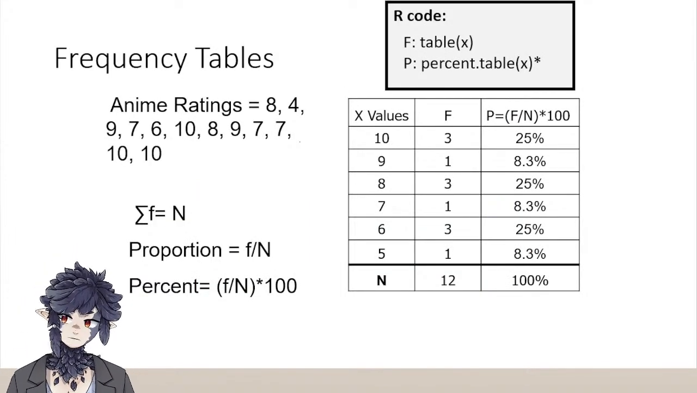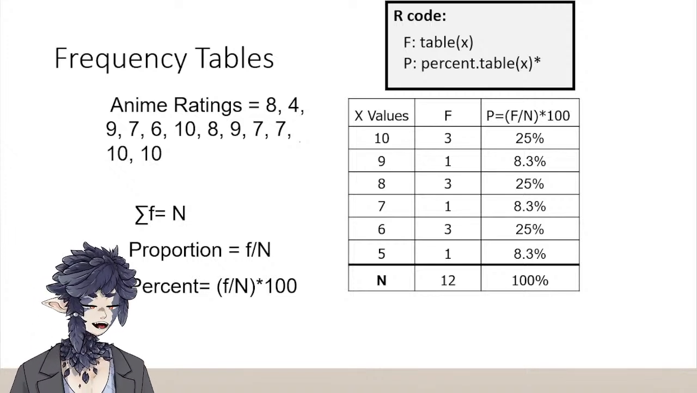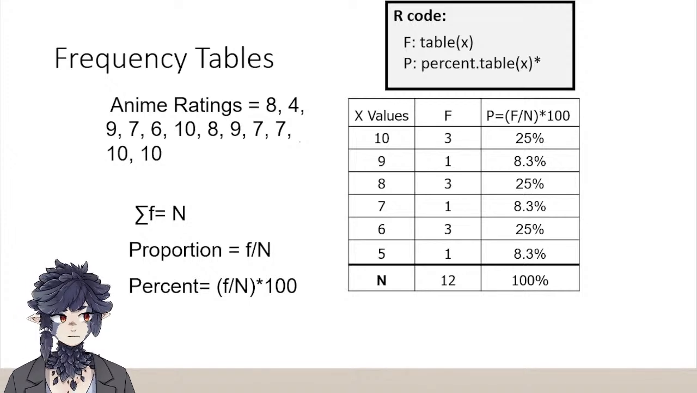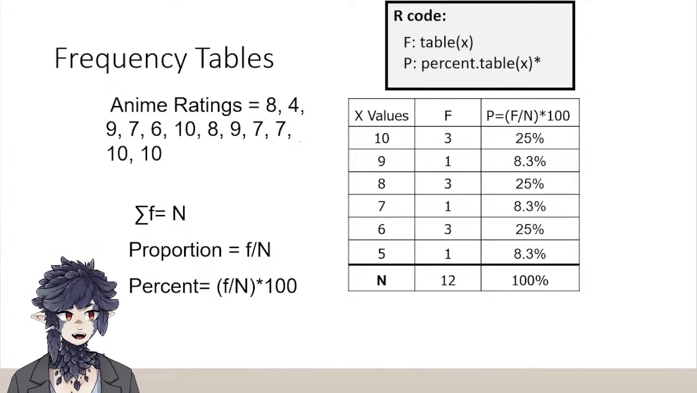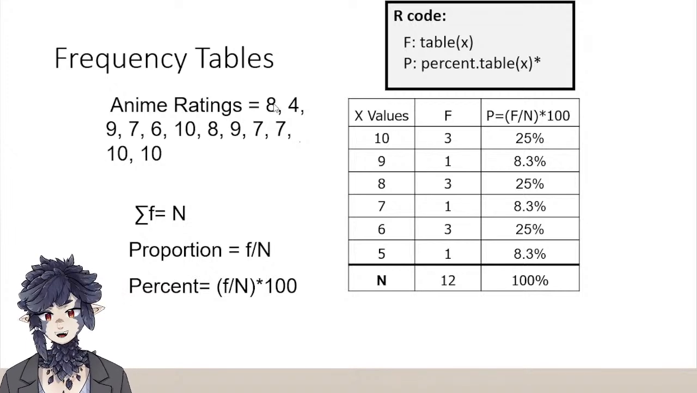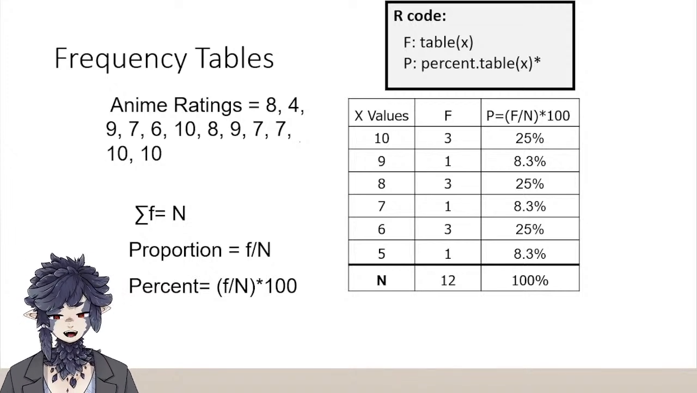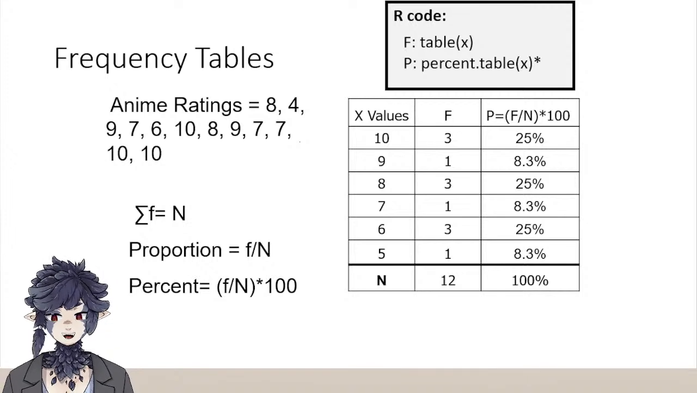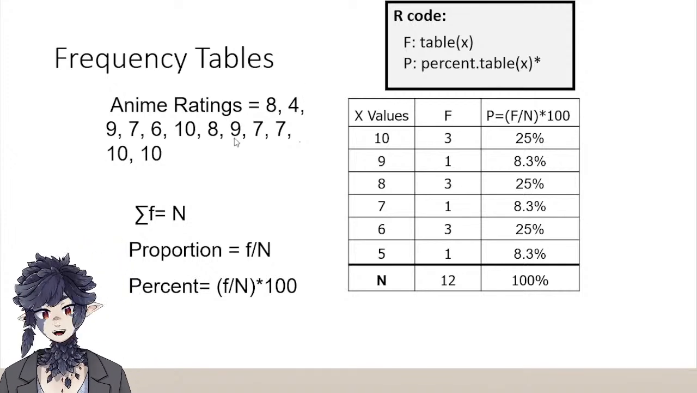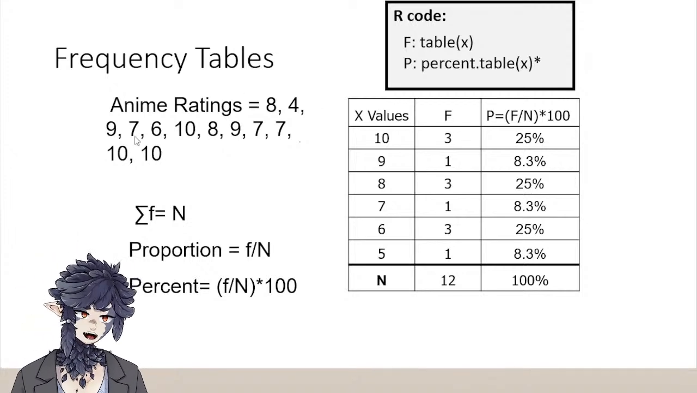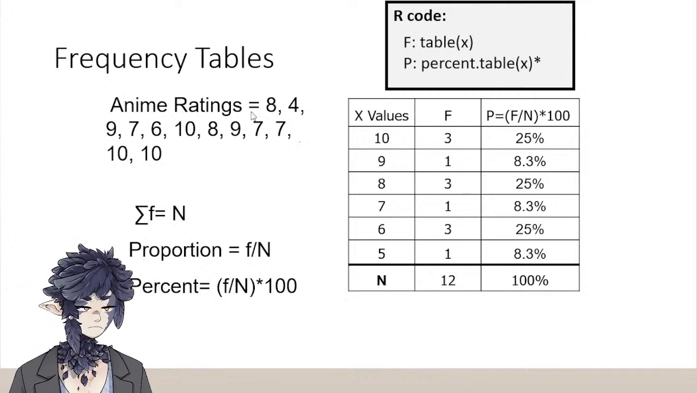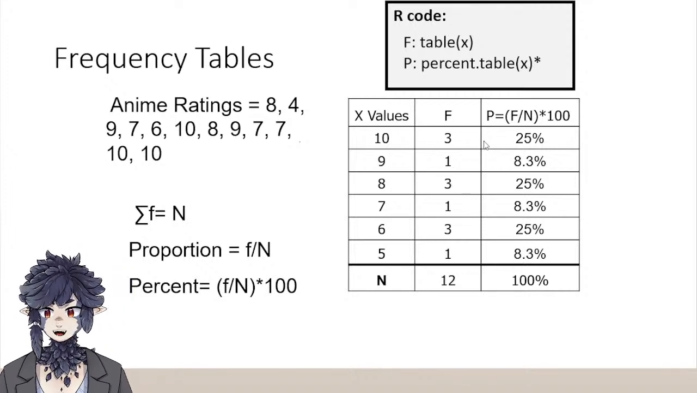Now before we get into graphs, let's talk about tables. This is something called a frequency table. Frequency is just how often something appears, and this table is trying to summarize that. Let's say I have the ratings for 12 anime. My anime list uses a rating out of 10. People can rate how good or how bad they think an anime is out of 10. And I have the ratings out of 10 for 12 different anime here: 8, 4, 9, 7, 6, 10, 8, 9, 7, 7, and so on. This table is trying to summarize that data.